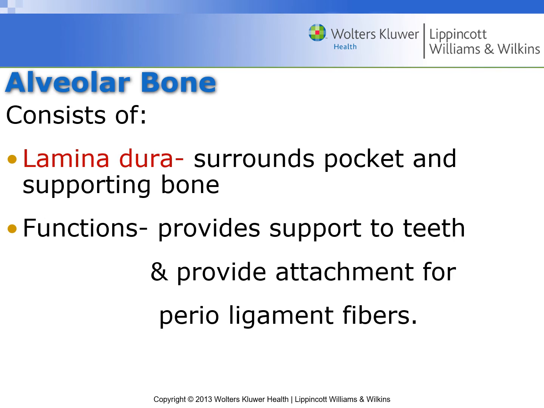Alveolar bone. It consists of the lamina dura, which surrounds the tooth socket or the pocket and supporting bone. It provides support to the teeth and provides for attachment of those perio fibers.